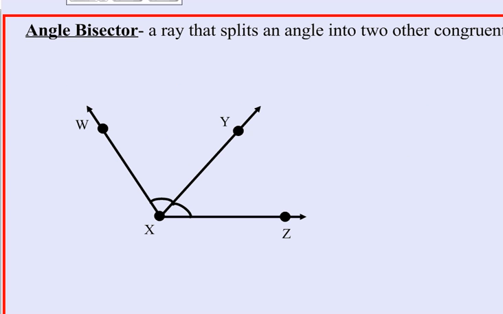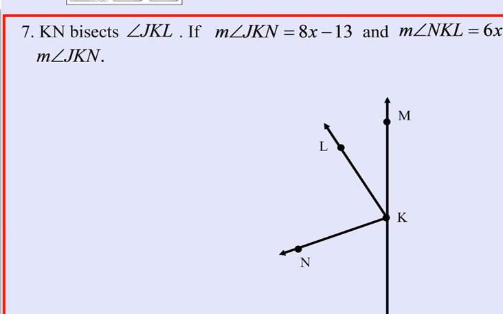So an angle bisector is exactly what it sounds like. Bisector means cut exactly in half. So that means that is a ray that splits the other two in half. It's often indicated by these marks. These marks say this angle is congruent to this angle. That's how they tell you that. So if you look, KN bisects JKL. That's here, that's here. So that means these two are equal to each other.